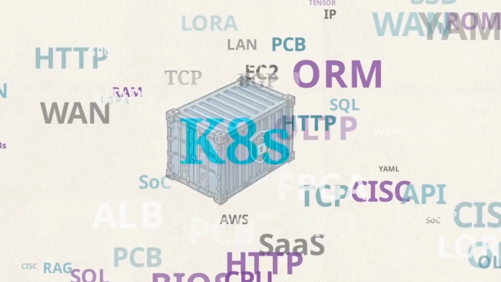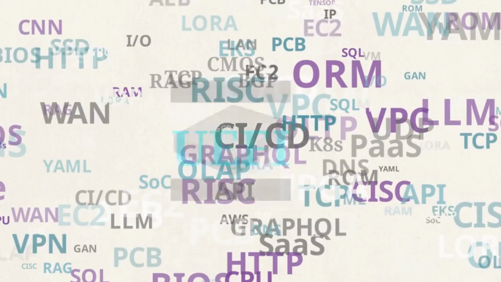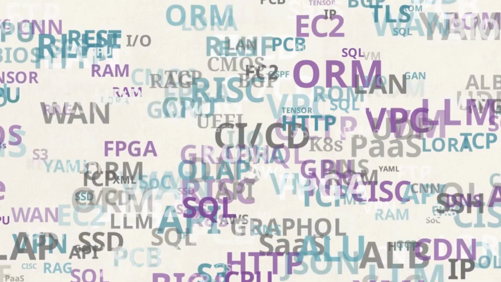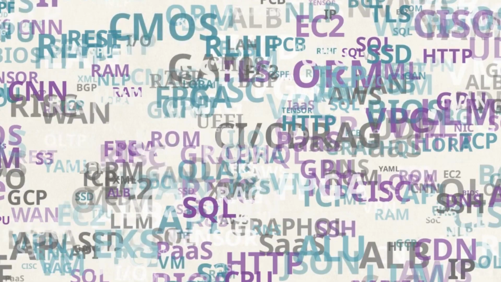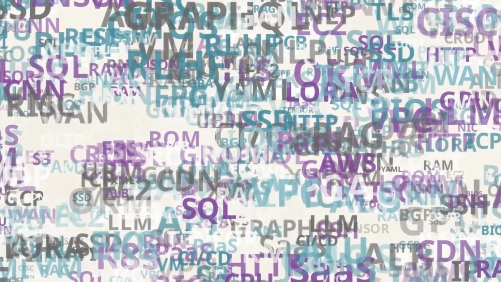TCP, BGP, K8s, CMOS, RAG, UEFI. Modern computer science relies on over 1,000 standard acronyms. This shorthand serves a purpose beyond saving keystrokes.